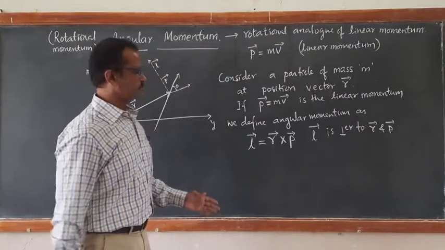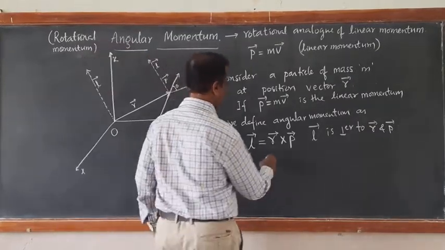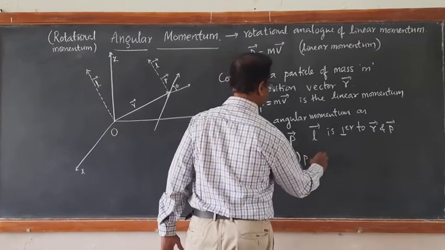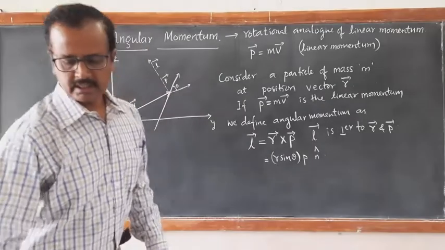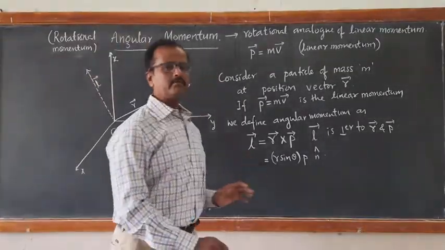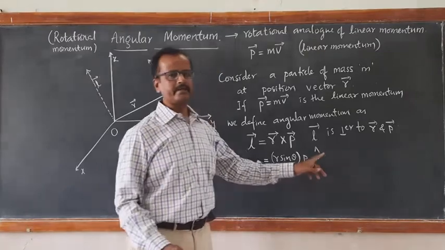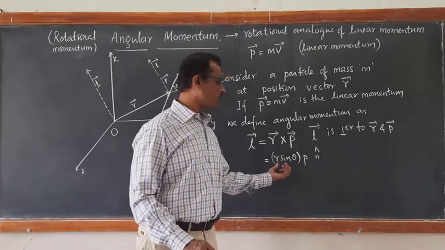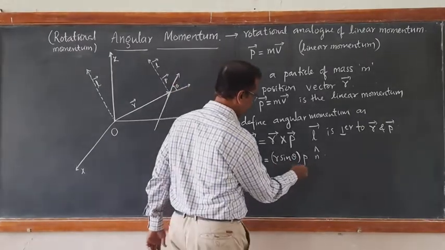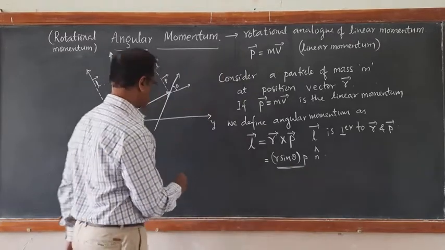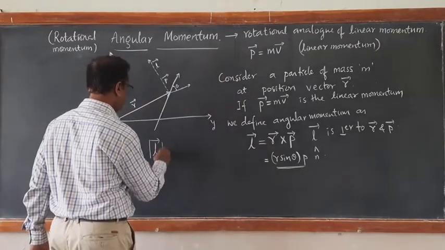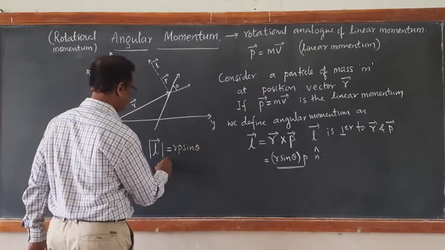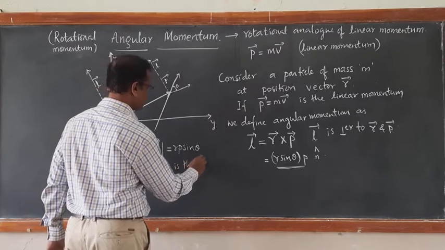Now from this we know that r cross p can be written as r sin theta into p n cap, where n cap gives you the direction of the angular momentum. N cap is the unit vector along the direction of angular momentum, and rp sin theta gives you the magnitude of angular momentum. So the magnitude of angular momentum is equal to rp sin theta, and n cap is the direction of L vector.